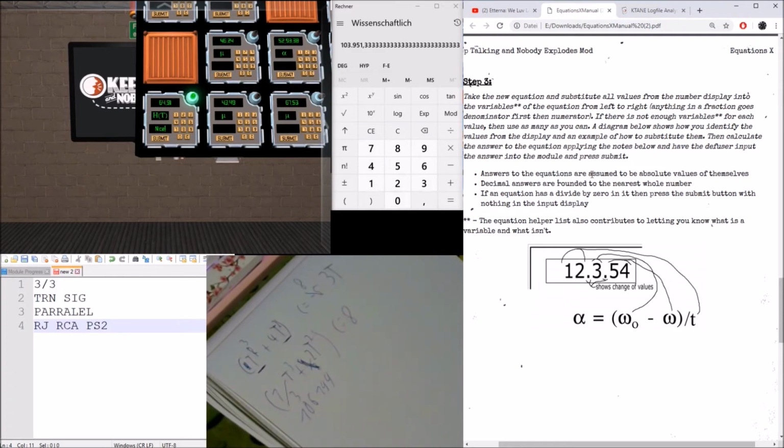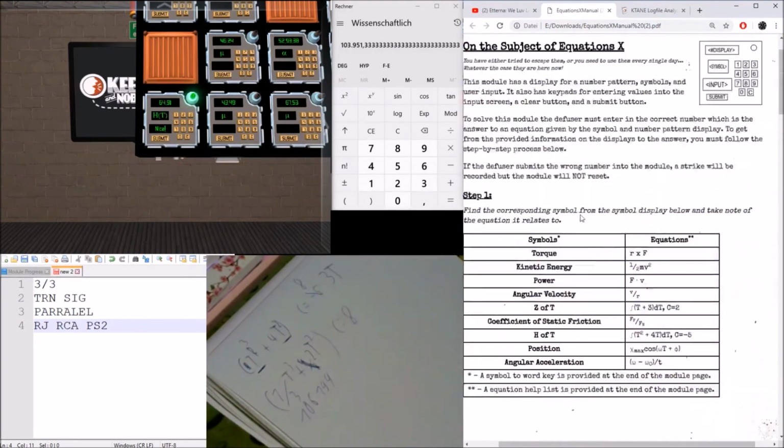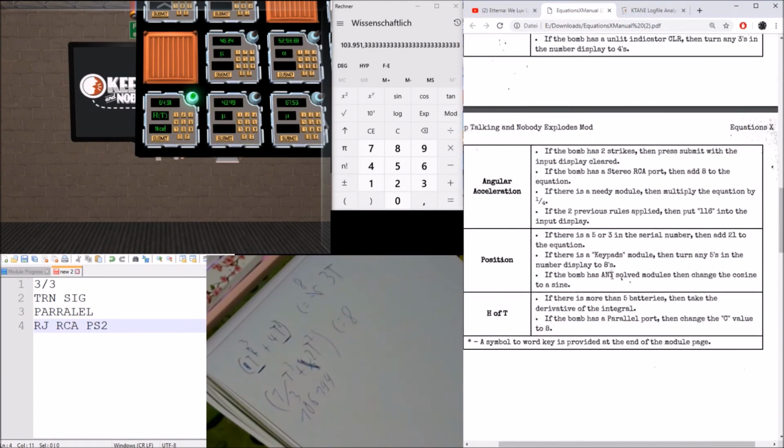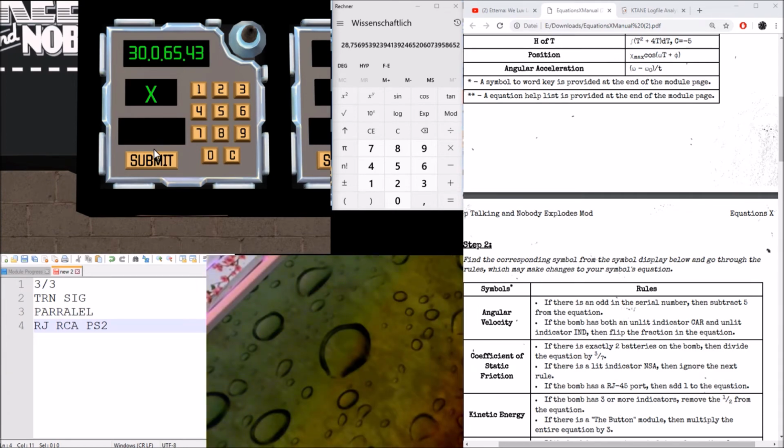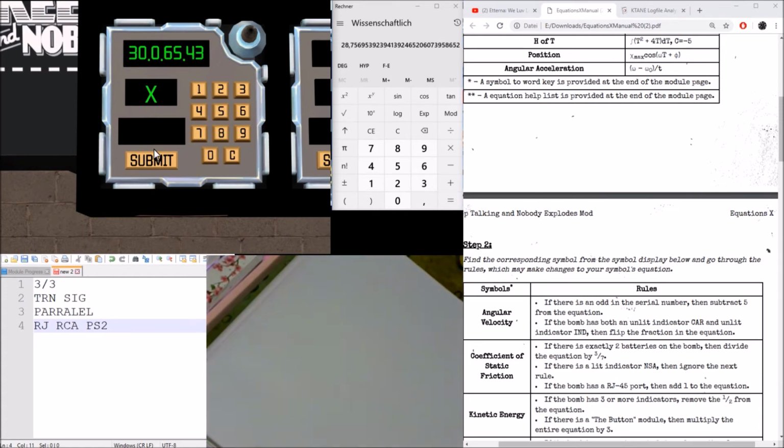Okay, so now I showed you an integral equation, and a normal equation, and now I'll show you a normal equation that has an extra calculation, which is position. Sorry for the sudden cut, but the last equation I'll be talking about is the equation for position, because position has an interesting rule.